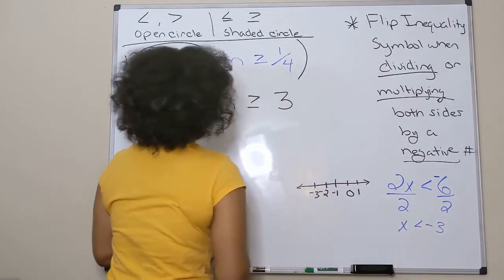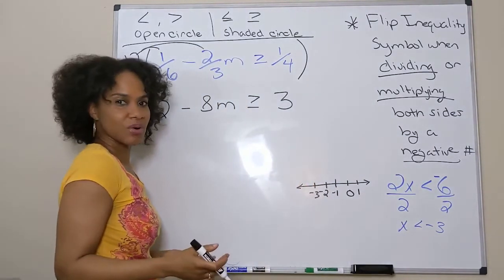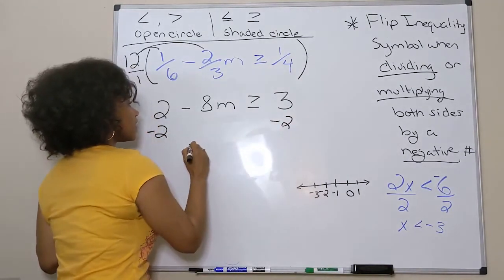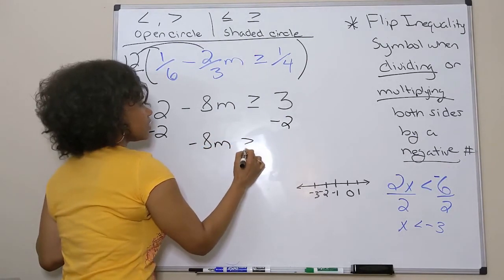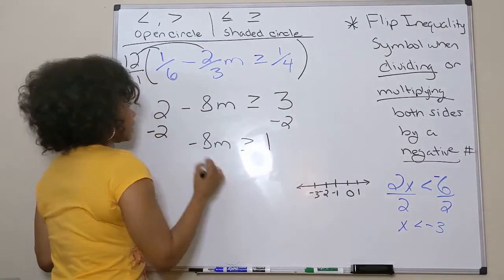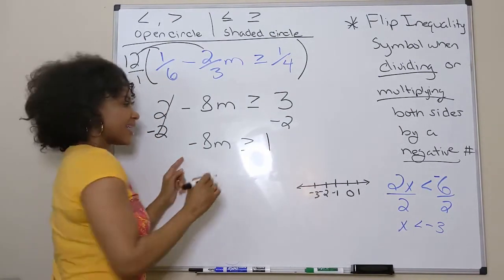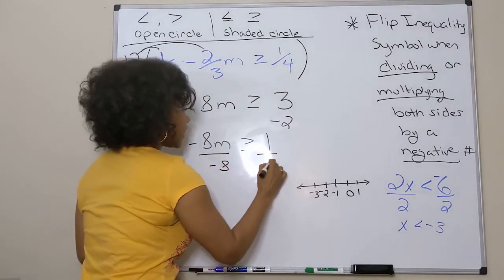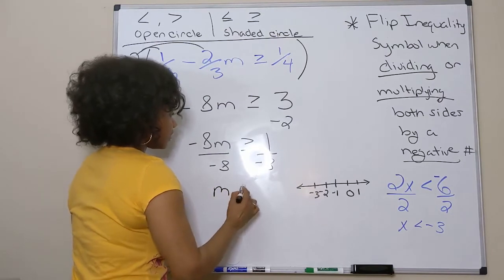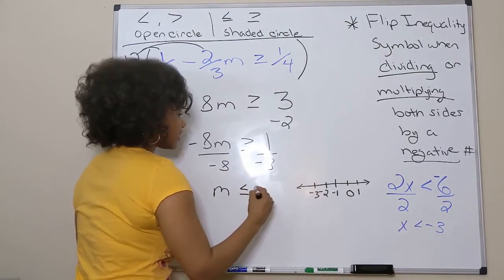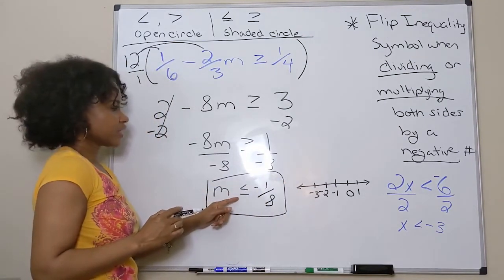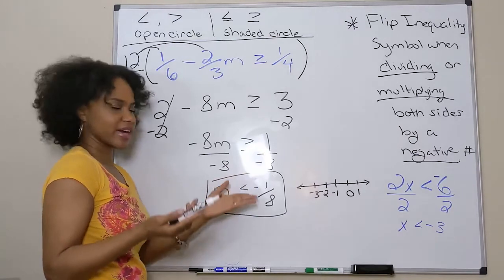All right, so now I'm just left with a two-step inequality. Solving for m, subtract 2, I'm left with negative 8m is greater than or equal to 3 minus 2, that is 1. I'm going to divide by a negative 8. So again, what happens? Because I'm dividing by a negative number, my inequality symbol flips from greater than or equal to, to less than or equal to. So my answer is m is less than or equal to negative 1/8. I just left it as a fraction.